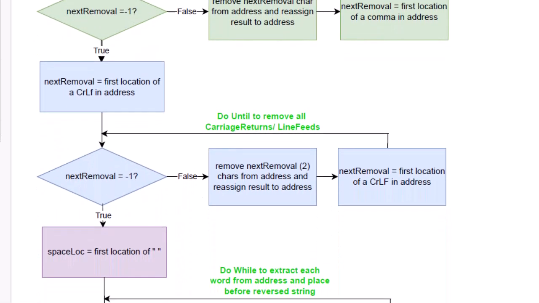Then I want to look for a CRLF in the address. That's the carriage return line feed. So I'm looking for the first location of that, even though it's 2 characters. Once I find that beginning index, I'm going to remove the next 2 characters, so it would be both the carriage return and line feed, and reassign that back to address, and then look for the next location of a carriage return line feed.